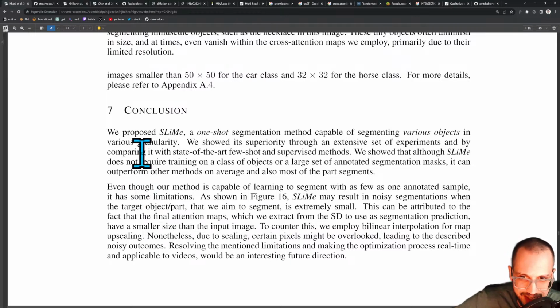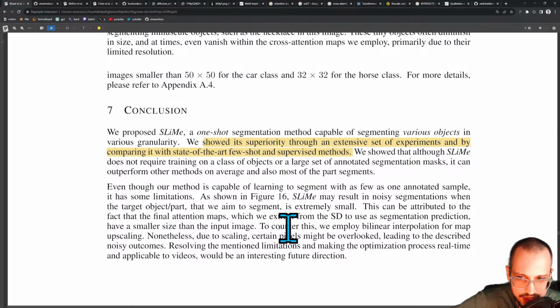We propose SLiME, a one-shot segmentation method capable of segmenting various objects in various granularity. We show its superiority through an extensive set of experiments and comparing it with state-of-the-art and few-shot supervised methods. We showed that although SLiME does not require training on a class or object or a large set of annotated segmentation masks, it can outperform other methods on average and at most, and also most of the part segments. Our method is capable of learning to segment with as few as 1 annotated examples.